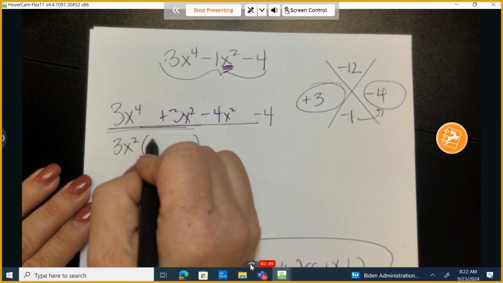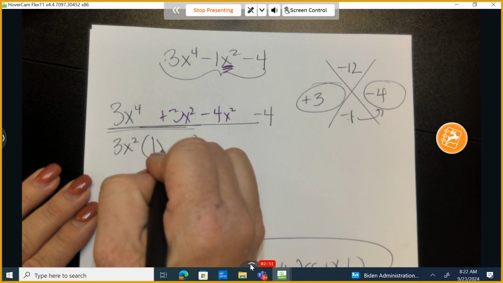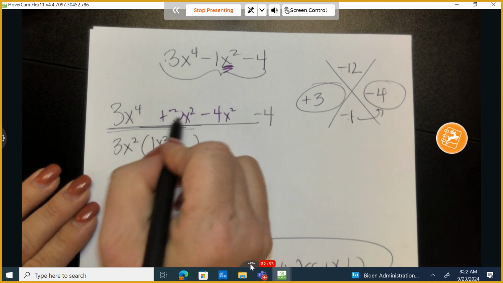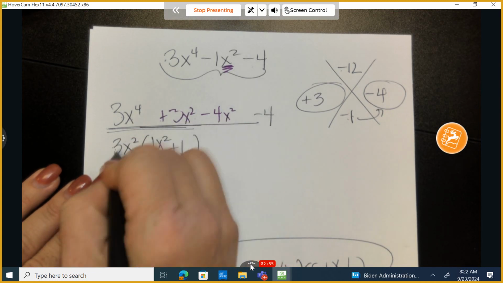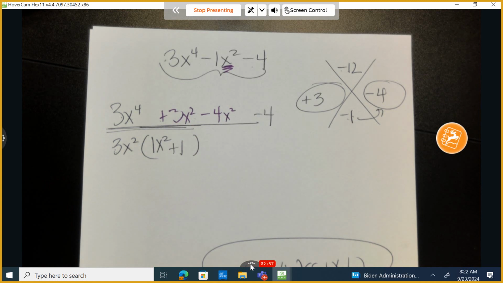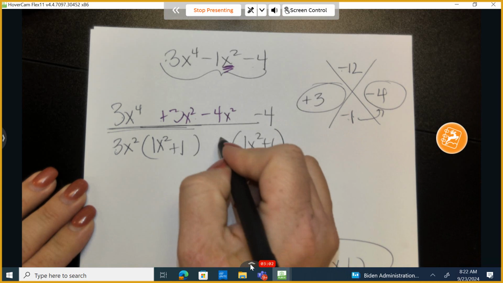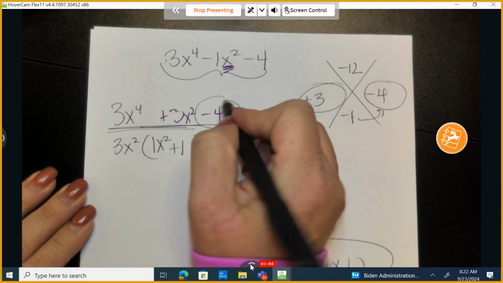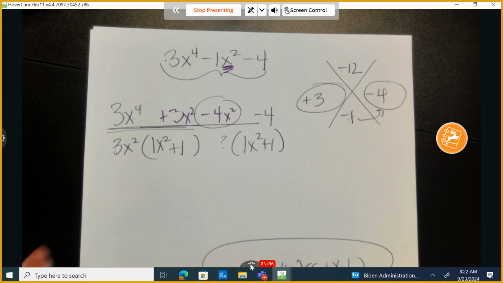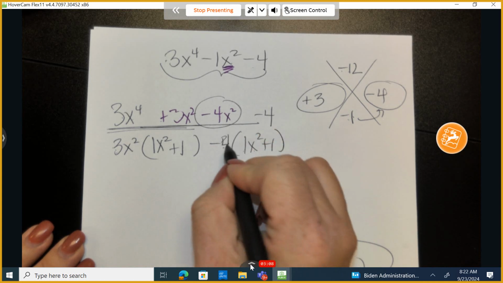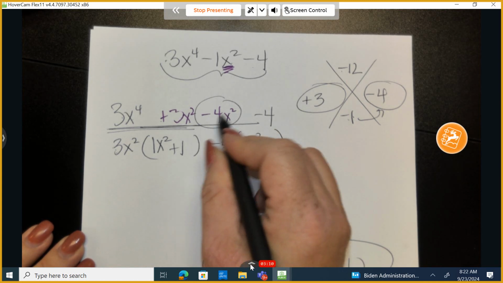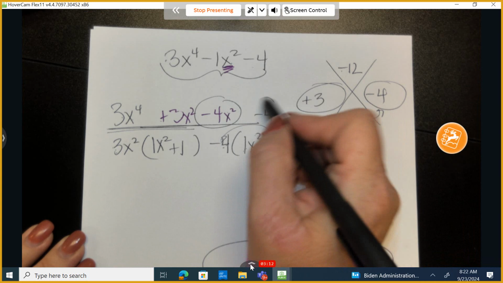What would I be left with? Well, 3 divided by 3 is 1. I need a total of 4 x's, so I attach 2 more. Positive 3 divided by 3 is 1. I need 2 x's. I already have them. This is all a review from Friday. 1x squared plus 1. What value times 1x squared is a negative 4x squared? That would be a negative 4. Negative 4 times 1x squared is negative 4x. Negative 4 times 1 is negative 4.